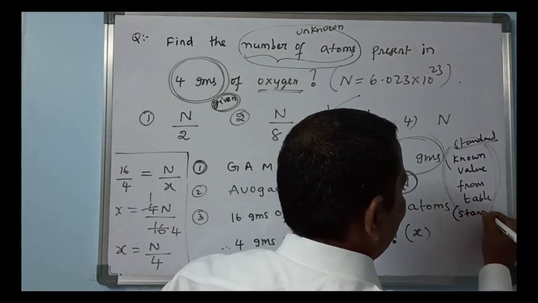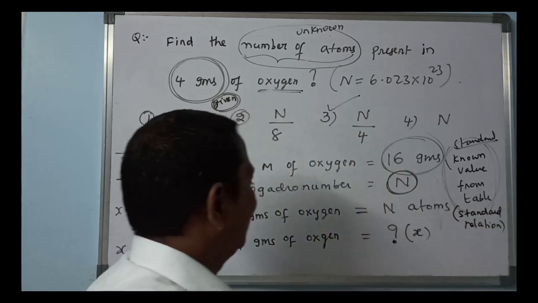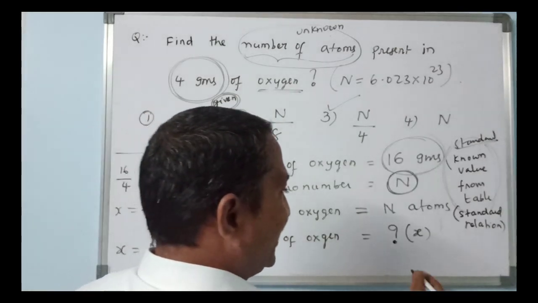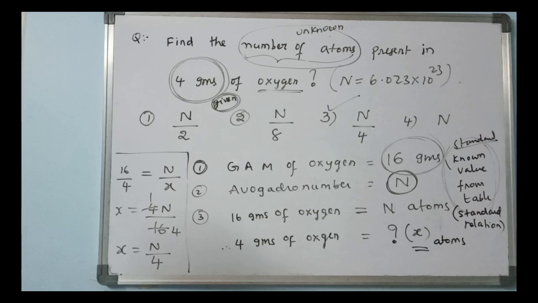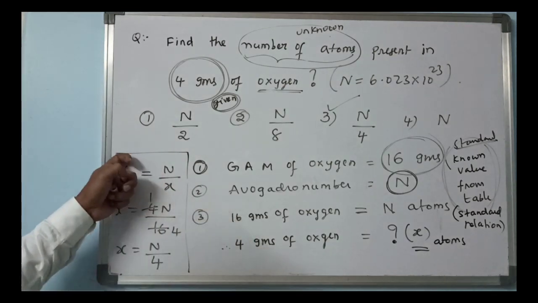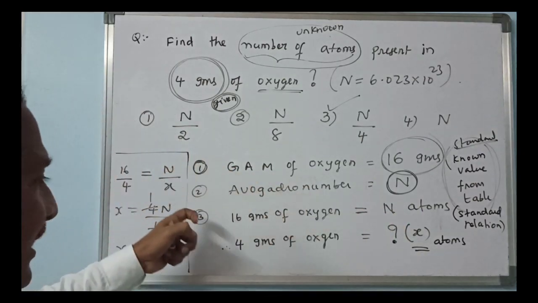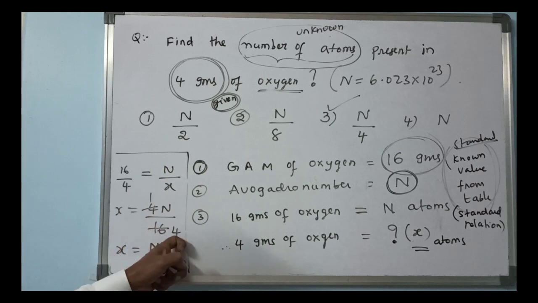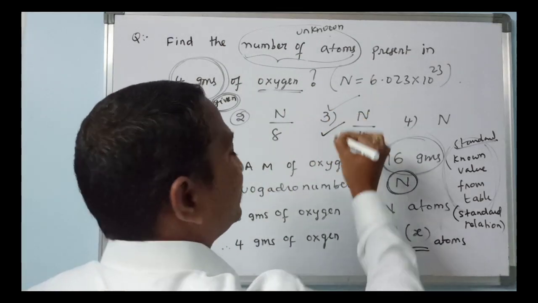Standard relation. Okay. Then 4 grams of oxygen contains how many atoms? X atoms. Now, left side value 16 by left side value 4, 16 by 4 is equal to right side value n by right side value x. Therefore, x is equal to 4n by 16. 4 1s are 4, 4 4s are 16. X is equal to n by 4. Clear, all of you?